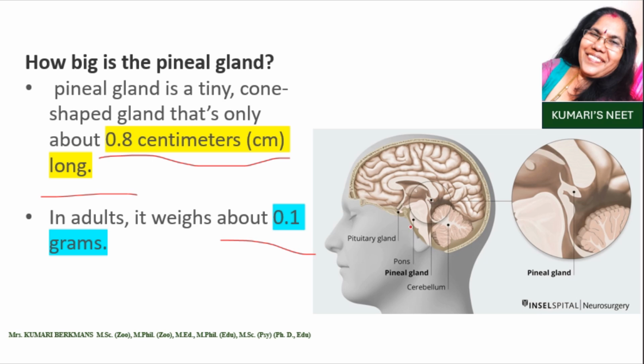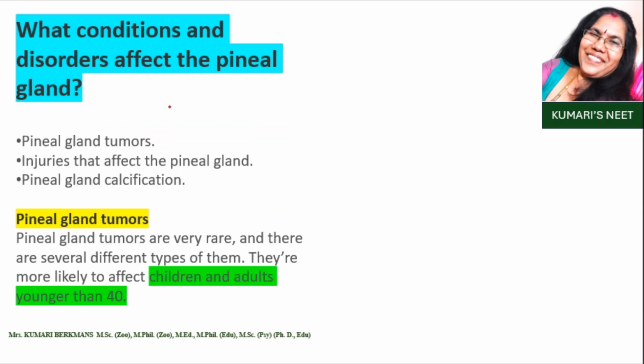So you can see the gland here. This is the pituitary gland and this is the pineal gland. See, this one is the pineal gland and this is the pituitary gland. What conditions and disorders affect the pineal gland? Pineal glands are affected by tumors. Already I told you, tumors, as well as some injuries. See, if there is any accident or any fall that affects the brain, sometimes the pineal gland is also affected. And pineal gland calcification.